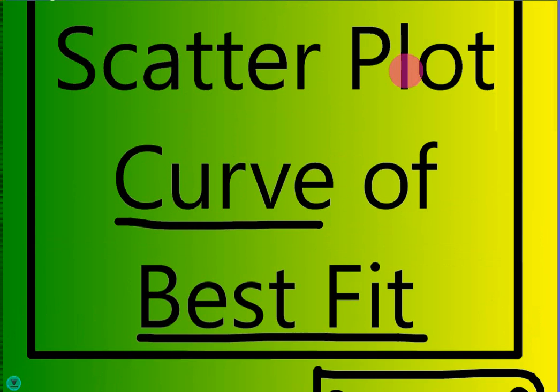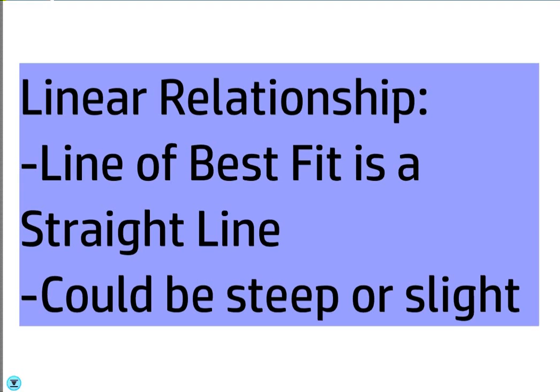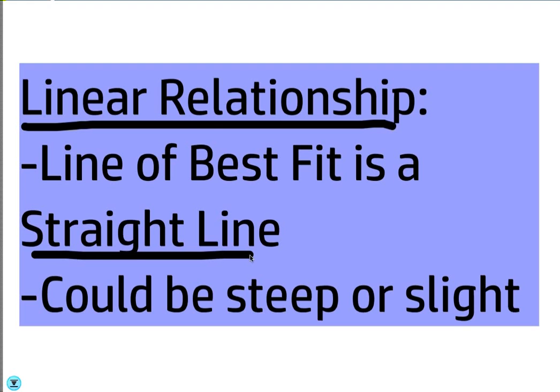Again, the name of this lesson is Scatterplots Curve of Best Fit. And on the worksheet, like I said, you only have three options. Linear, which we've just talked about, a straight line. And then we have the other two that we're going to mention. So first of all, the ones we've looked at so far mostly have linear relationships. Make sure you write this down. Linear just means that the curve of best fit is a straight line.